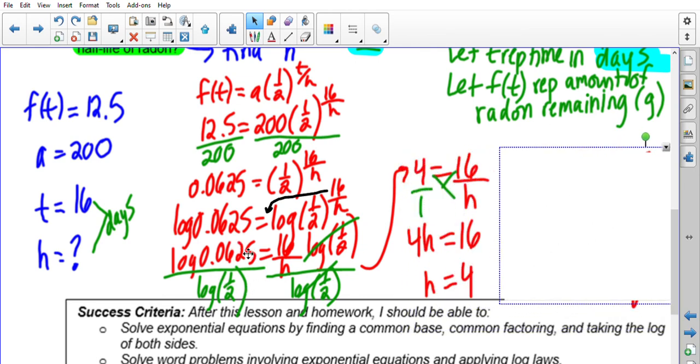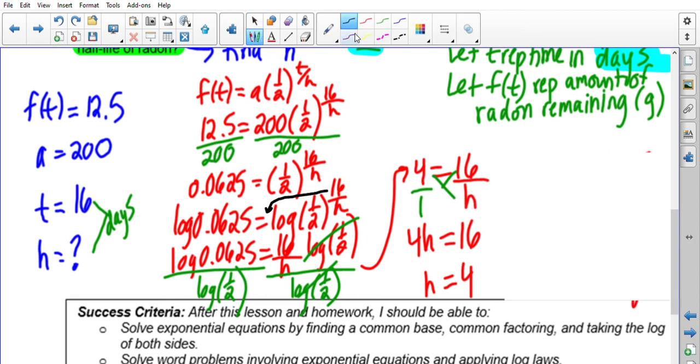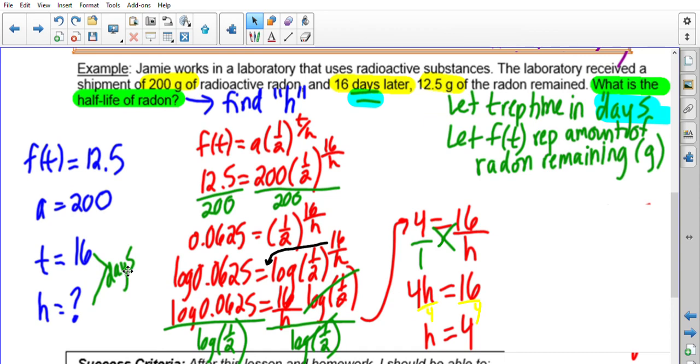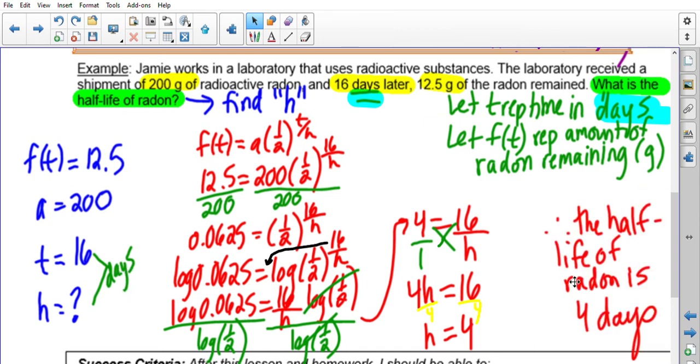And you should get that it equals 4. So 4 equals, and then we're left with 16 over h. Remember, you want to isolate for h, so you're going to have to cross multiply. So you're going to get 4h equals 16, and then we're going to divide out 4 from both sides. So we get that h equals 4. Remember the unit of measure, so that's days. So that means the half-life of radon is 4 days.